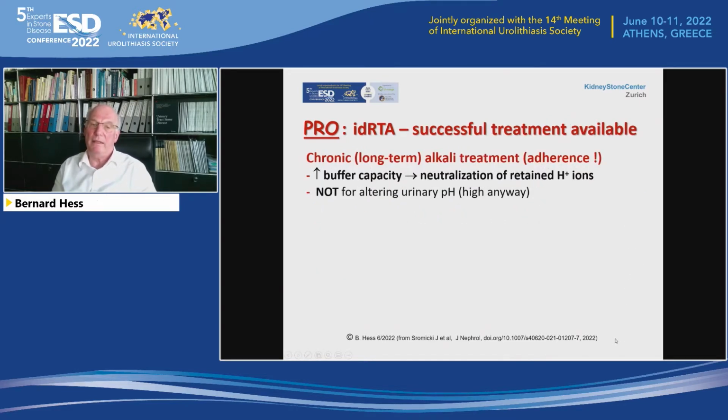Now, iRTA can successfully be treated. However, it's a long-term alkali treatment, so adherence is always a problem, which many patients and sometimes physicians do not understand. We do not give alkali for altering the urinary pH because it's high anyway. We want to tremendously increase the buffer capacity in order to neutralize the retained hydrogen ions and therefore avoid nephrocalcinosis, bone disease, and so on.